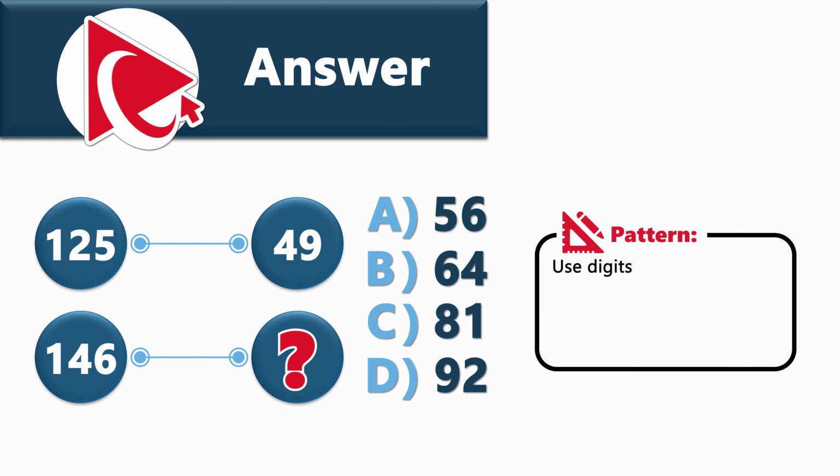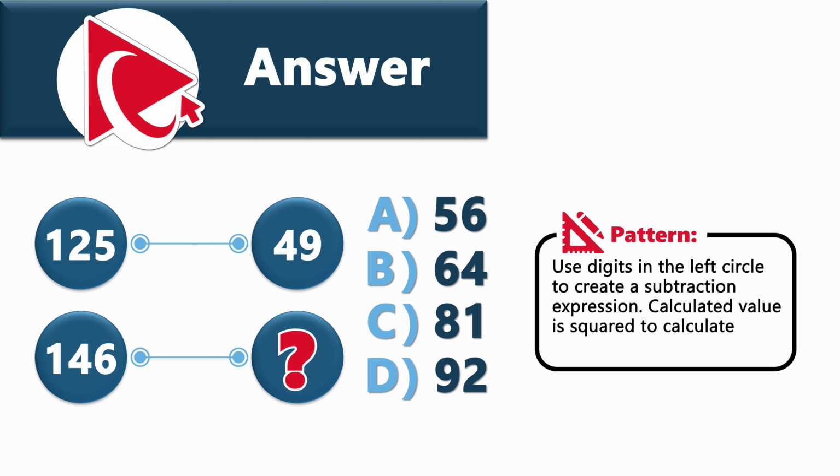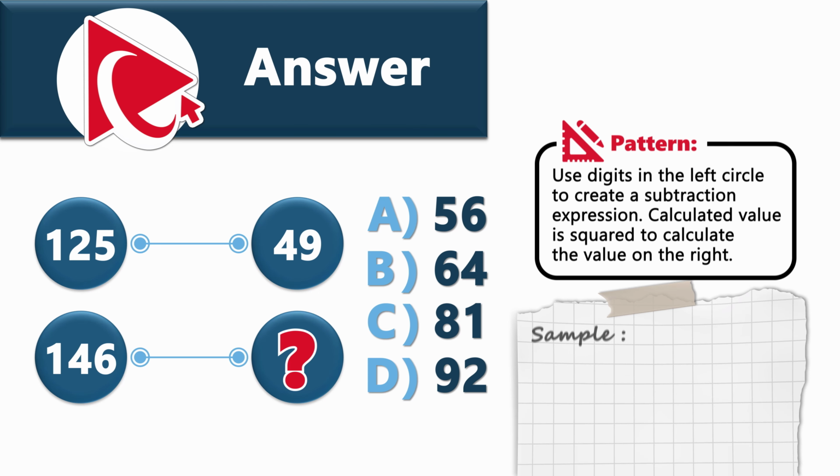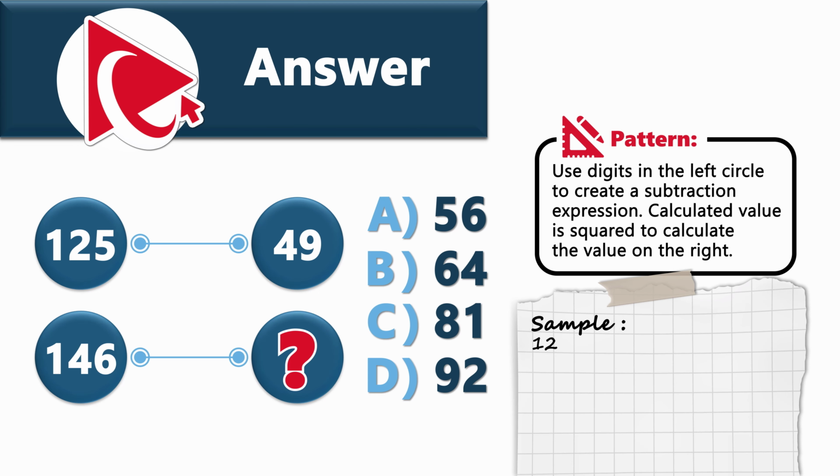You need to use the digits in the left circle to create a subtraction expression. The calculated value of this expression is squared to calculate the value on the right. Let's look at the examples. For example, in the first row, we see number 125 on the left and number 49 on the right. But instead of treating 125 as a single whole number, we need to create an expression, 12 minus 5, which would be equal to 7, and 7 squared equals 49, which is exactly the number on the right.